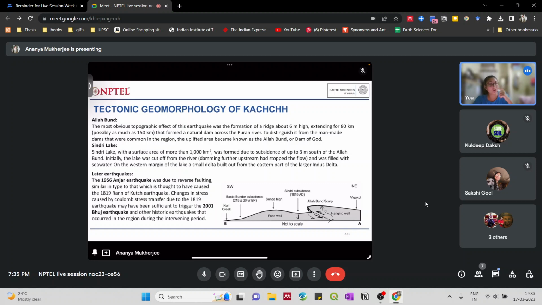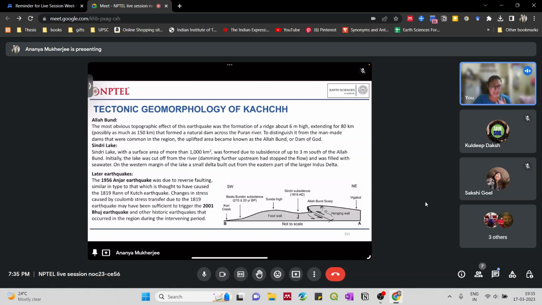Okay, and because of the movement along this fault during this earthquake, later earthquakes also received the consequences. Okay, so the 1956 Anjar earthquake was due to reverse faulting, which was similar to the 1819 fault. Okay, and the changes in stress caused by the Coulomb stress transfer due to the 1819 earthquake may have been sufficient to trigger the 2001 Bhuj earthquake also.